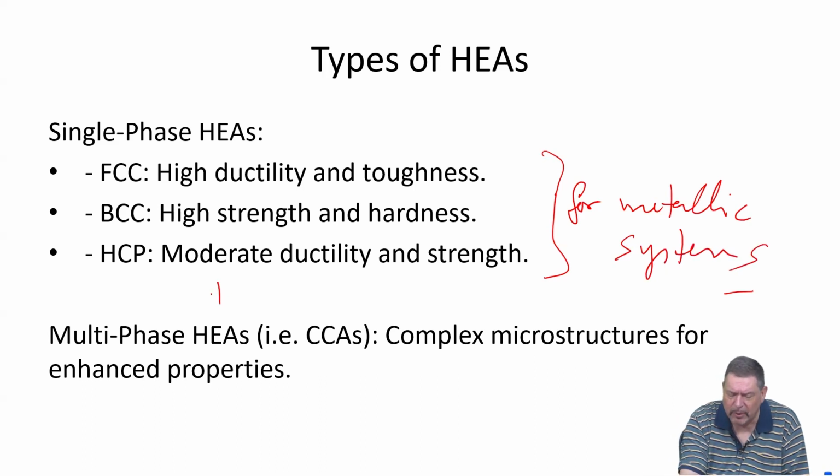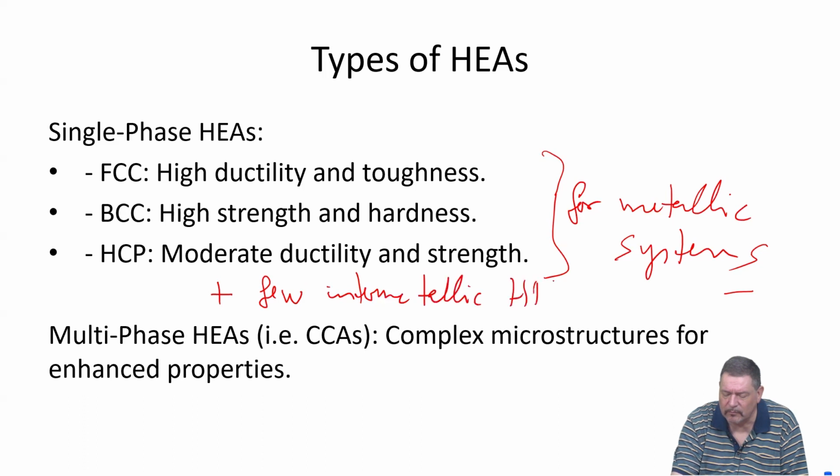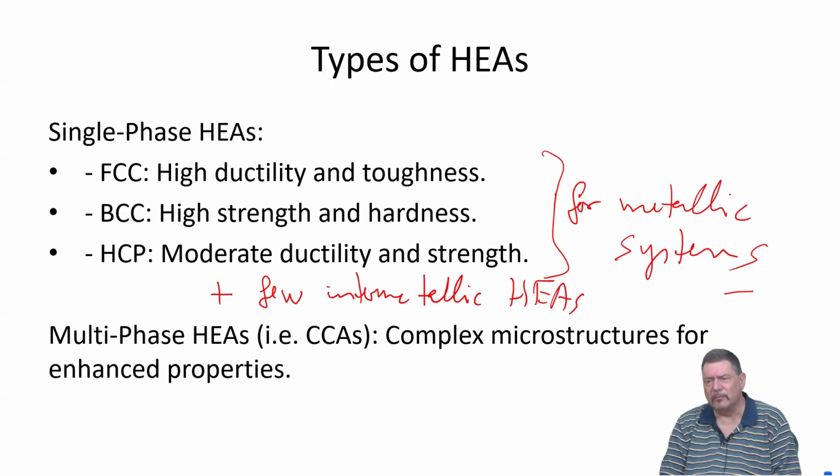And I have to say plus few phases which you would call intermediate or intermetallic phases, and they have also been found to be multi-constituent, so you could call them high entropy intermetallic phases. Very few, but it's dominated really by FCC, BCC, HCP, these close-packed structures.